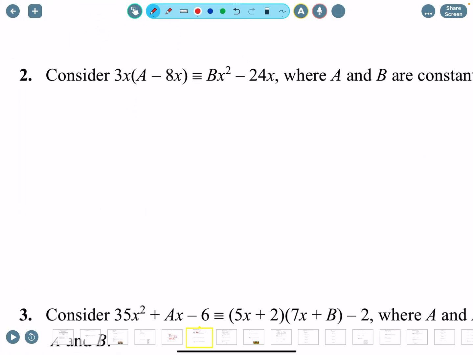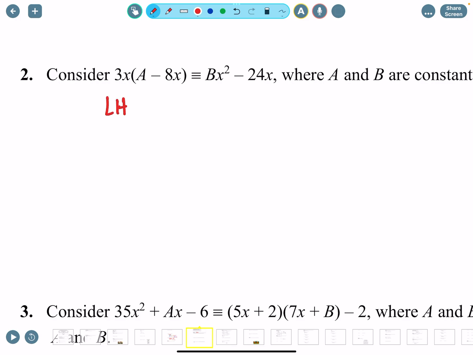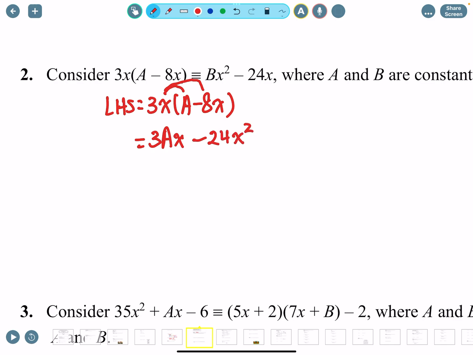Let's try this one. Left hand side equals to 3x times (a - 8x). So now it's a bit tough because there's going to be 2 letters. 3 times a times x, so it's 3ax. We usually put x at the last. And then we have 3 times negative 8, which is negative 24. x times x is x squared.